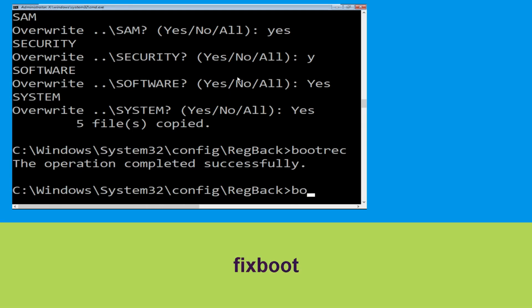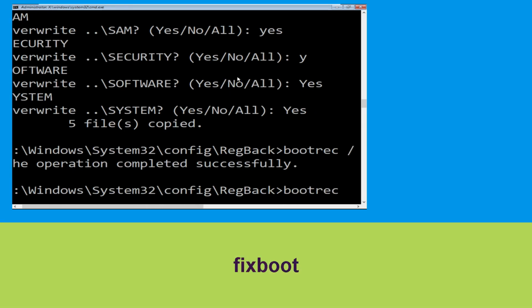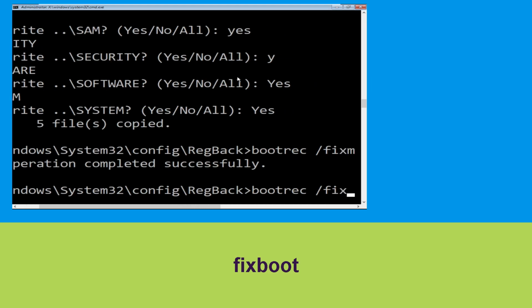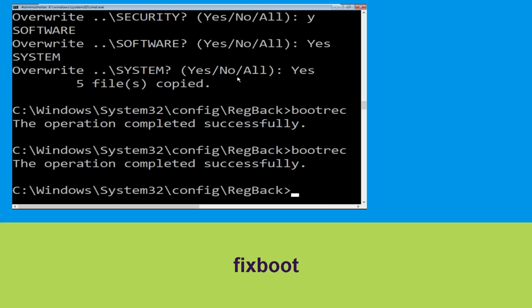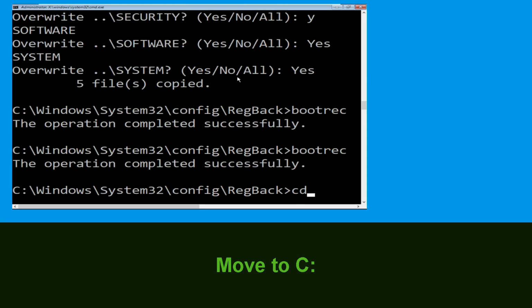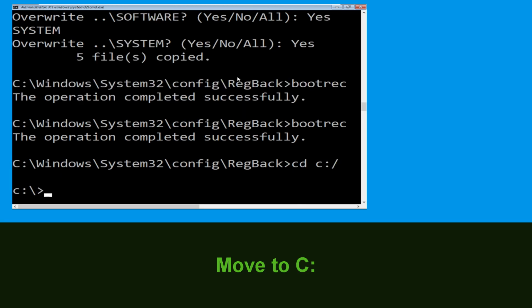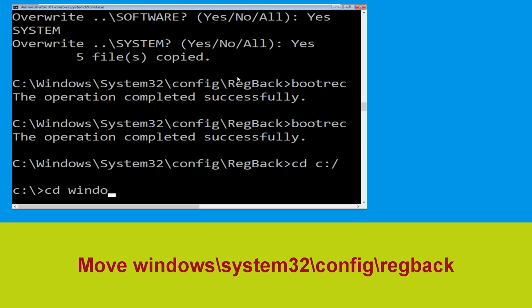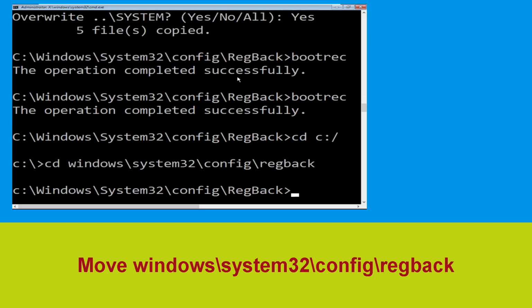Now type in bootrec /fixboot and simply hit enter to execute the command. Now type cd c:/ and simply hit enter. Now type this command cd Windows/system32/config/regback and simply hit enter to execute the command.